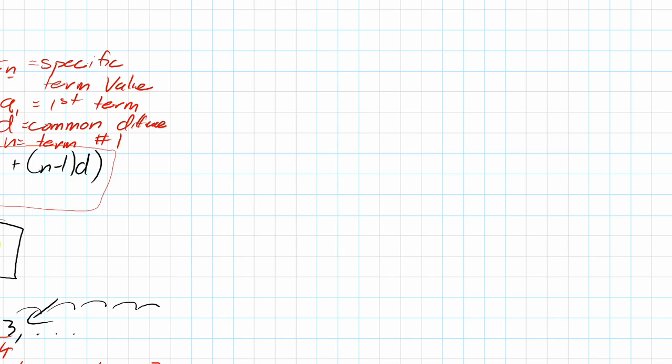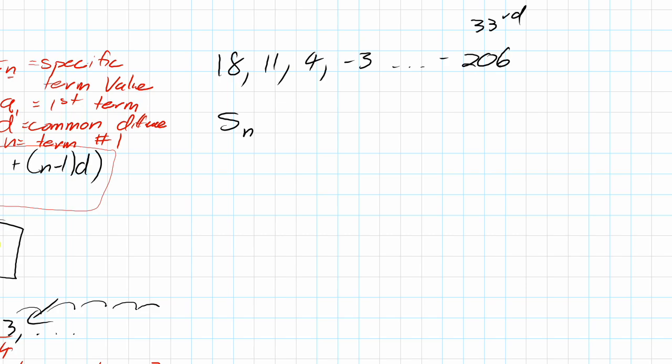Essentially what they're asking us is, hey, you got 18, 11, 4, negative 3, dot, dot, dot. And then we figured out it goes down to negative 206 is the 33rd term. Well, with that being said, we're going to use our sum formula, which said the sum of all these numbers is equal to n over 2. And you can use two formulas. One of them is t1 plus tn, whatever that term is, okay?